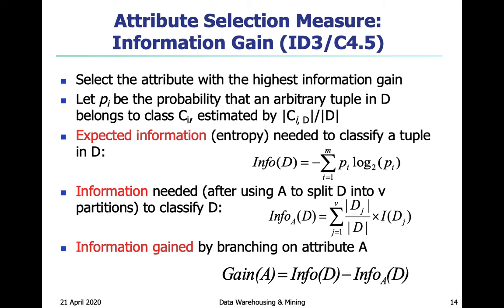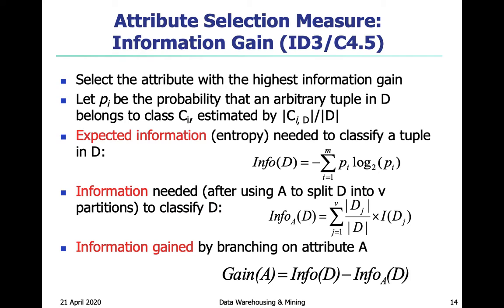if A is discrete valued and these values correspond directly to the V outcomes of a test on A, the attribute A can be used to split D into V partitions: D1, D2, D3, up to DV. And these partitions would correspond to the branches grown from node N, right?